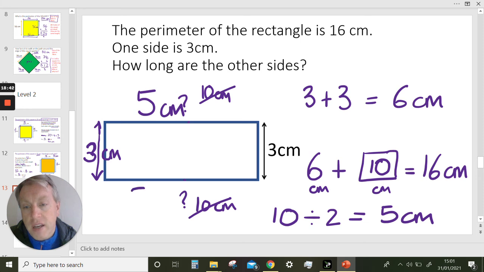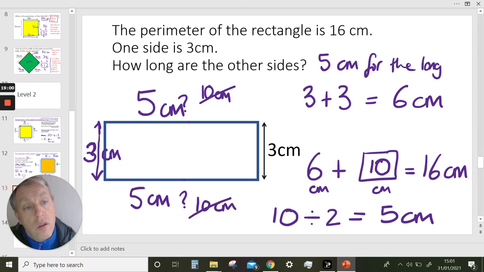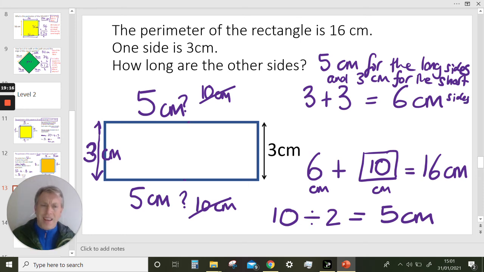5 centimetres here and 5 centimetres. So how long are the other sides? Well, the other sides are 5 centimetres for the long side, and 3 centimetres for the short side. Okay, we'll do one more like that and then it will be a chance for you to have a go.